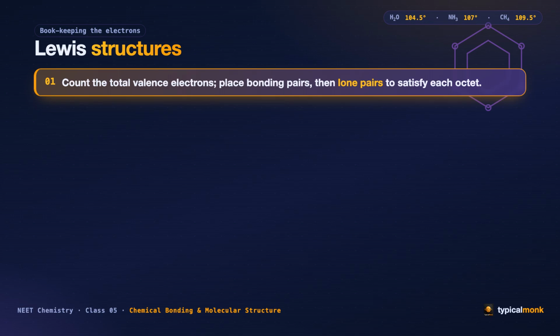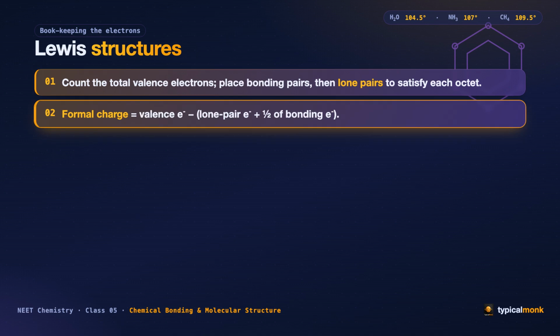Now that we know why atoms bond, let us learn to draw it on paper. This is the Lewis structure, our way of bookkeeping the electrons. The recipe is simple. Count the total number of valence electrons in the molecule. Place the bonding pairs between the atoms first, and then spend the rest as lone pairs, filling octets until every atom is satisfied. But sometimes, more than one drawing looks valid. So we need a judge, and that judge is formal charge.